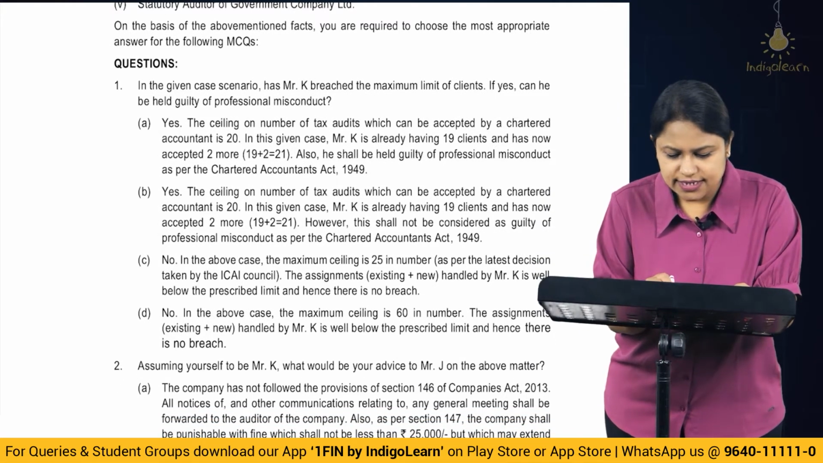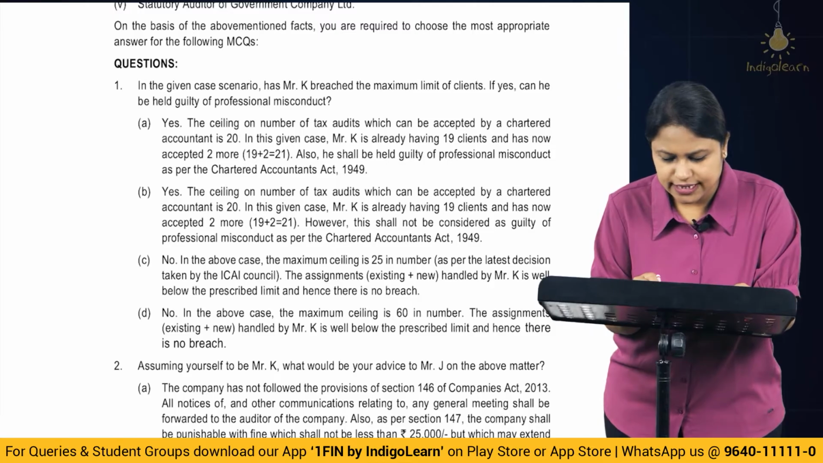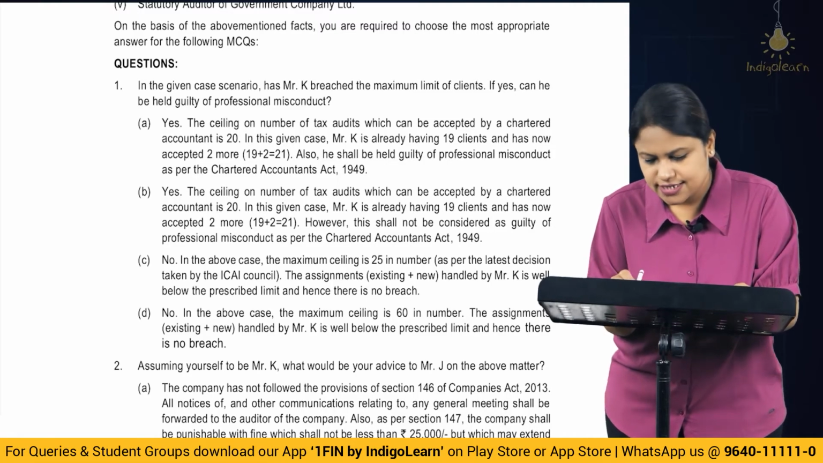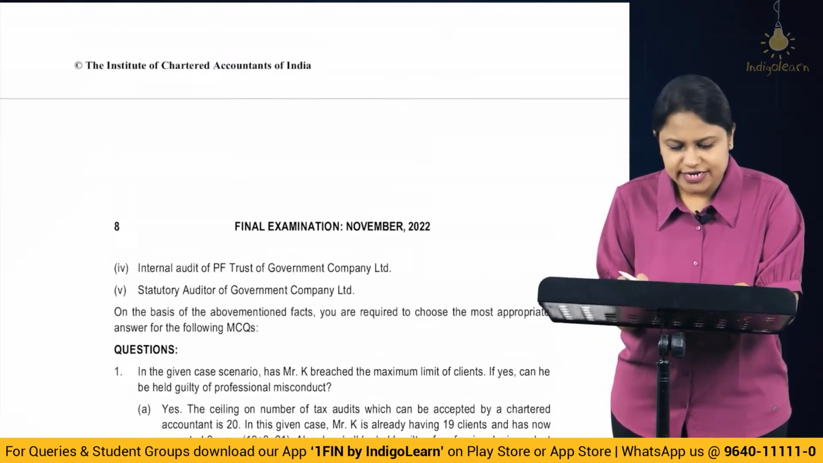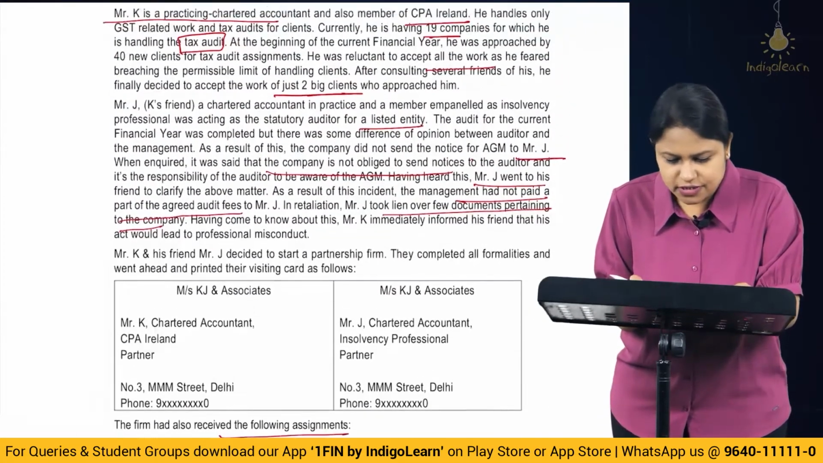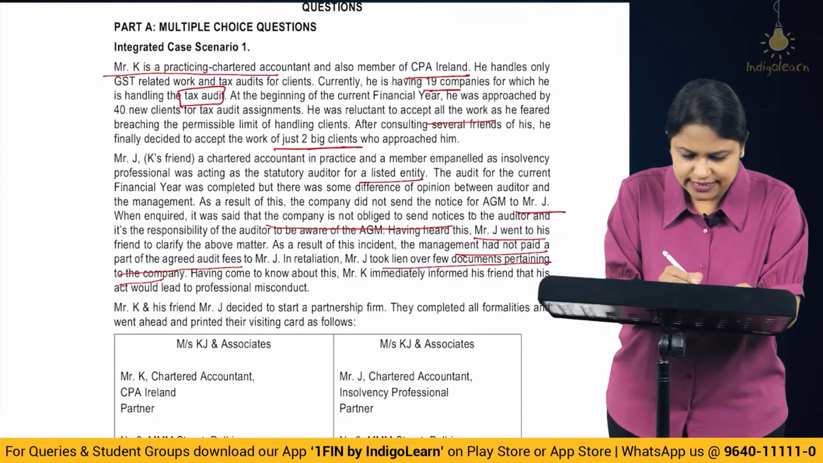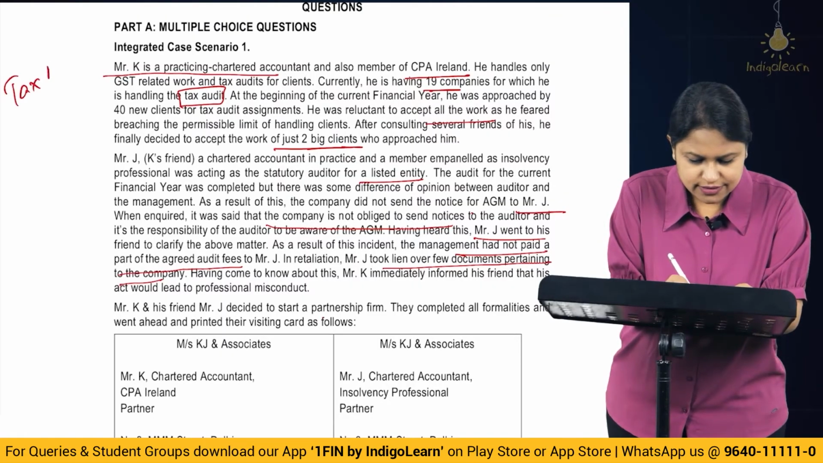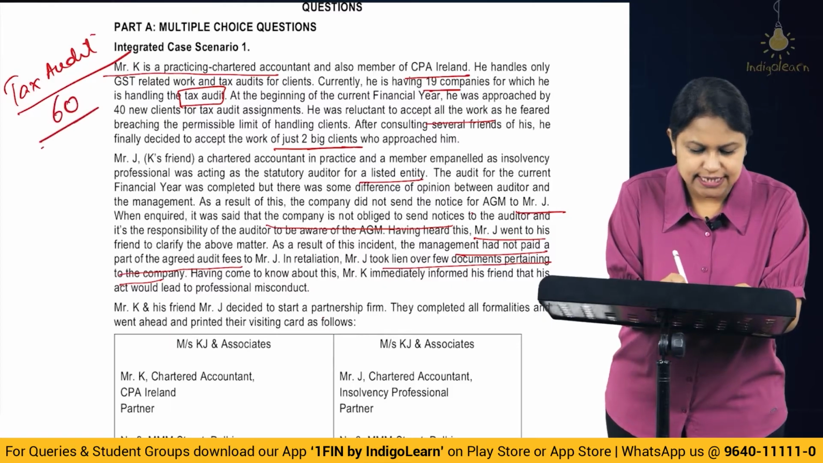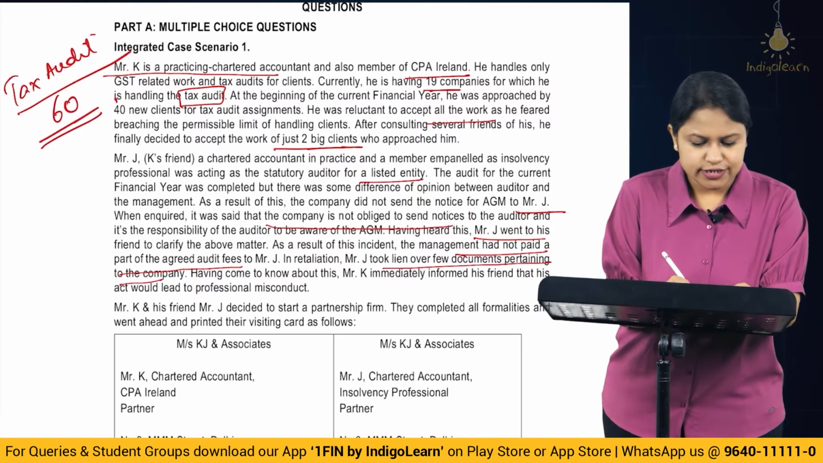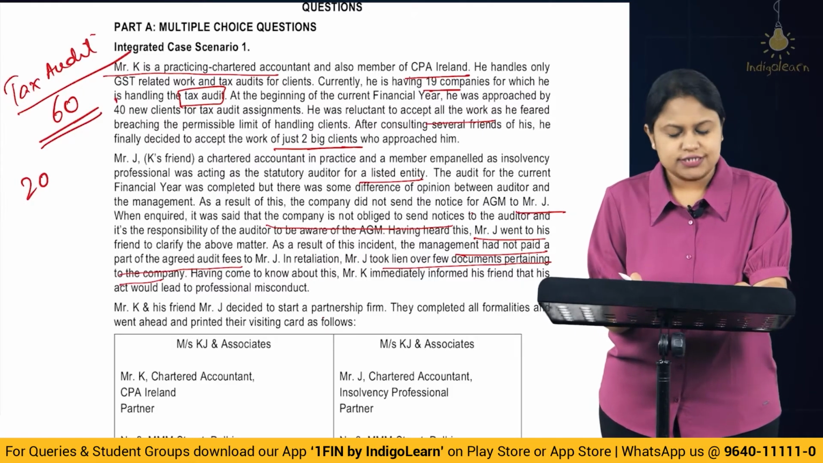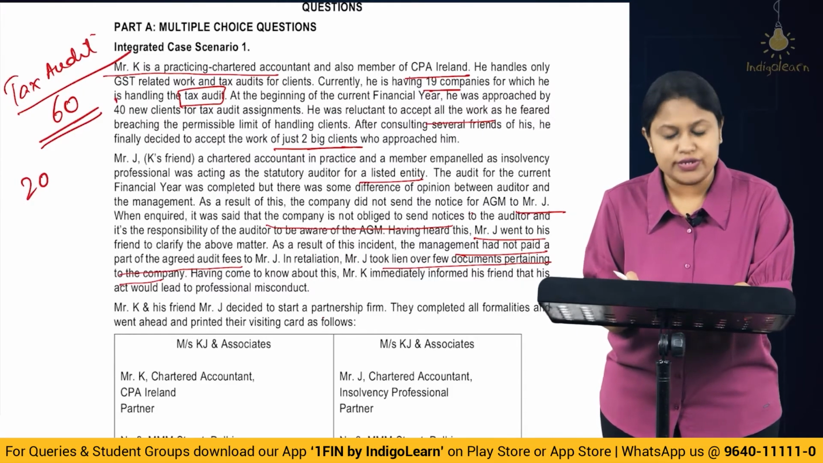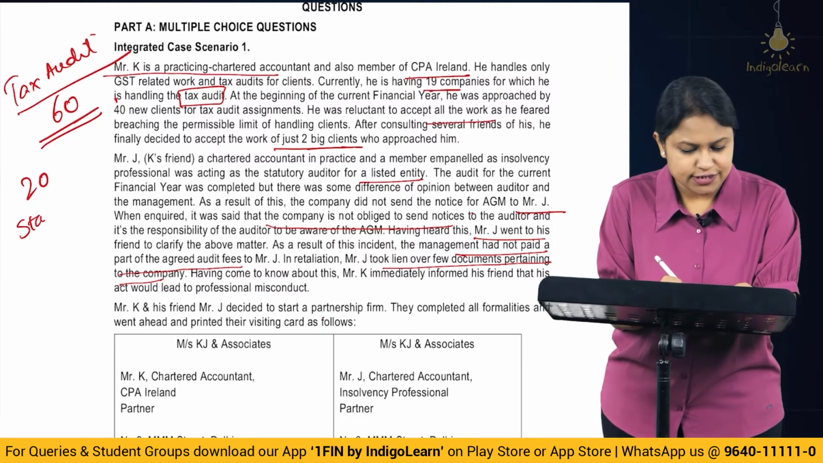In the given scenario, has Mr. K breached the maximum limit of clients? If yes, can he be held guilty for professional misconduct? So very interesting thing here. Here the question is not about the statutory audit, rather the question is about tax audit. And we know the ceiling limit for the tax audit is 60. Unlike statutory audit where it is 20, and as per the code of ethics we have some other number given. So the ceiling number is different based upon what we are checking, but that is statutory audit.